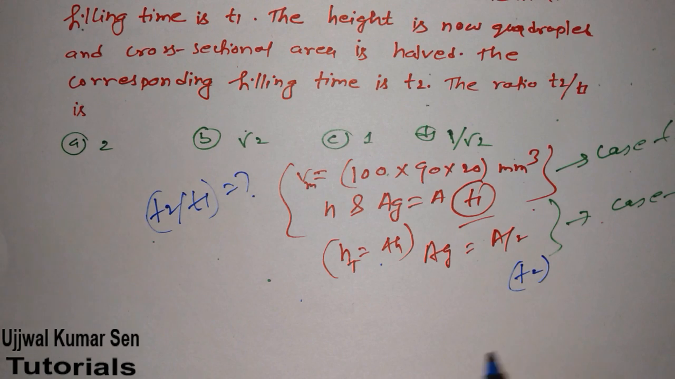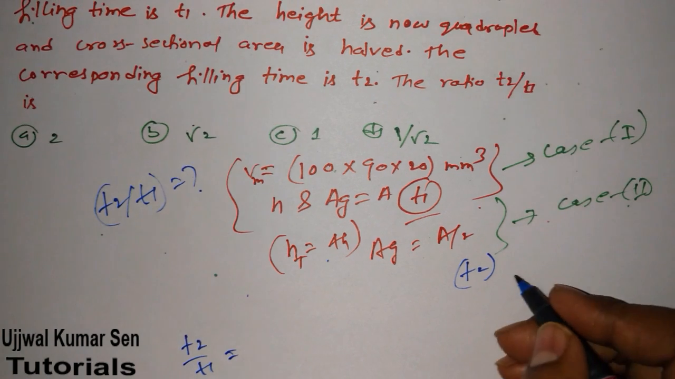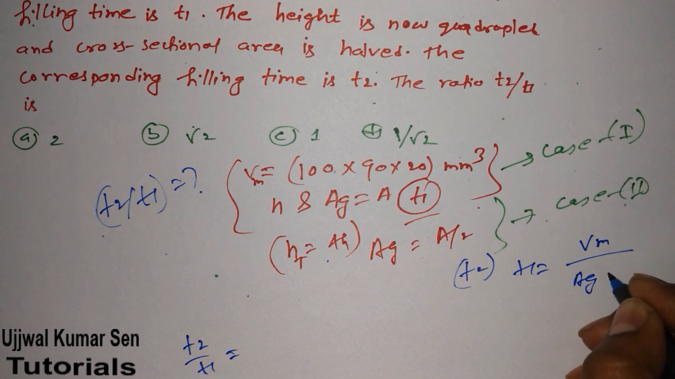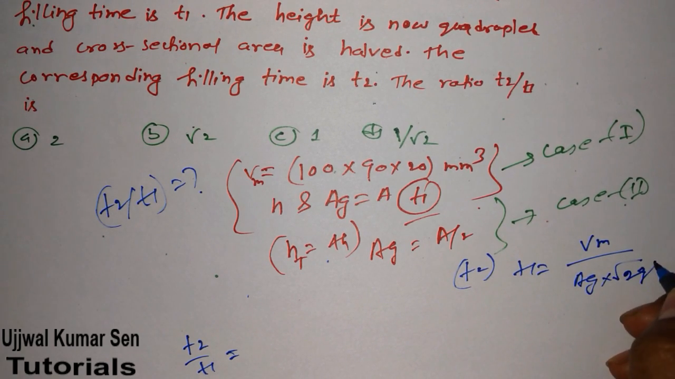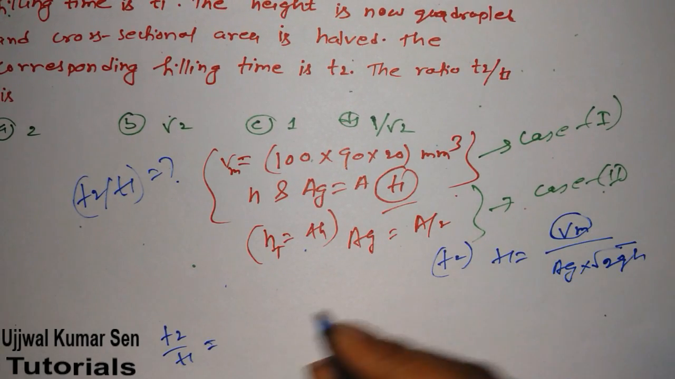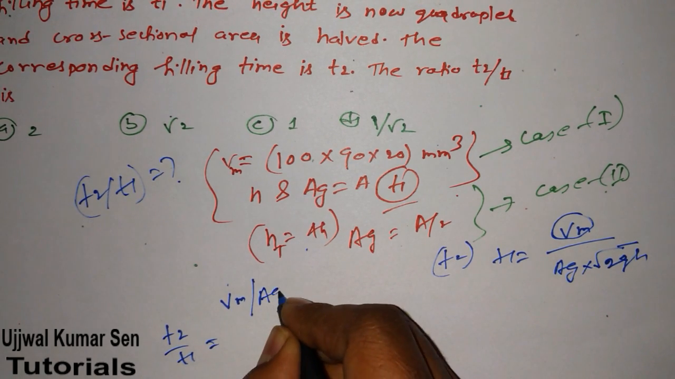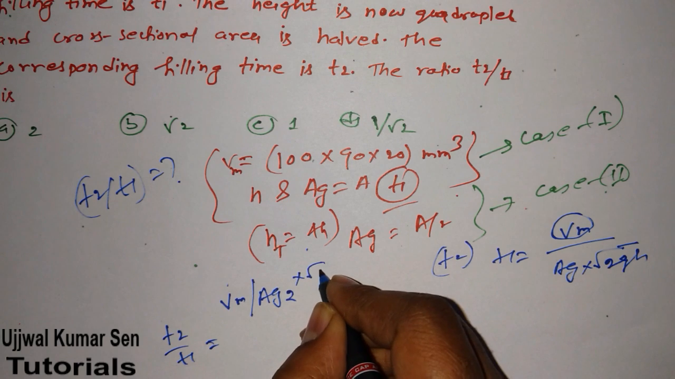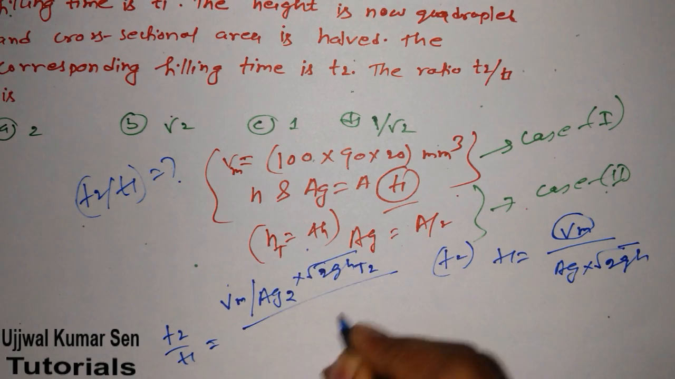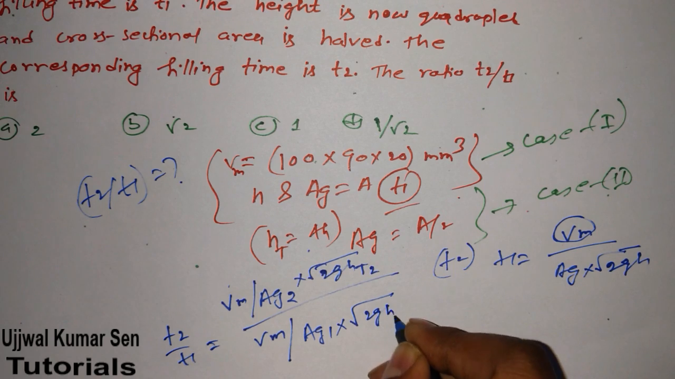Okay, so T2 by T1 is equal to... suppose, what is T1 basically? T1 is VM divided by AG1 into root 2GH. This is what T1 is. Now for T2, what happened? VM is the same, the volume is the same, divided by AG2 into root 2GH T2. So VM is the same again, AG1 multiplied by root 2GH T1.